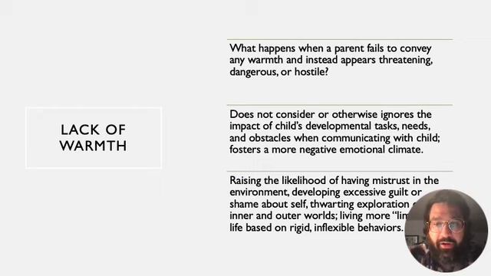So what happens when a parent fails to convey any warmth and instead appears threatening, dangerous, or hostile? What happens if a parent doesn't consider or otherwise ignores the impact of the child's developmental tasks and needs and obstacles when communicating with a child? Well, that would foster a more negative emotional climate, where children start to see themselves as fundamentally bad. It promotes more shame, which raises the likelihood of having more mistrust in the environment, developing excessive guilt or shame about the self, thwarting exploration, and living in a more rigid, inflexible way.